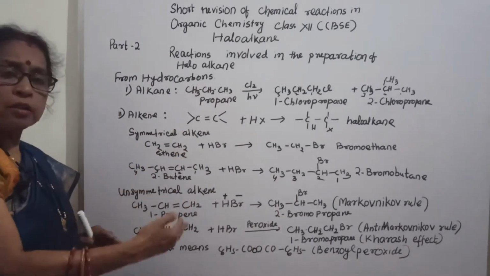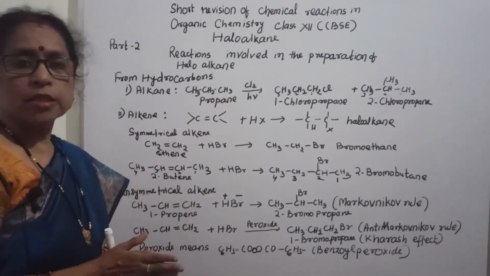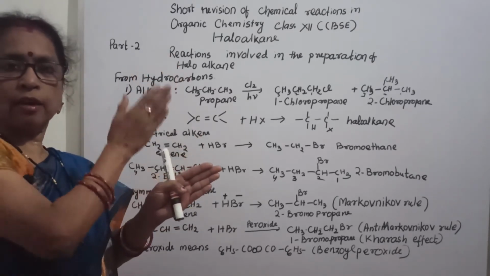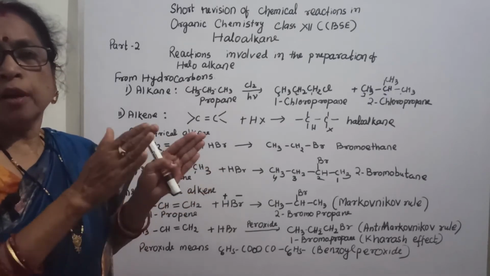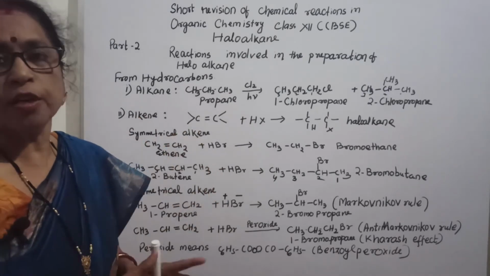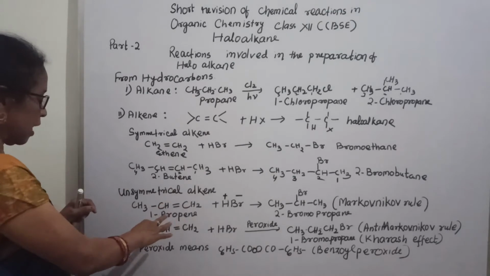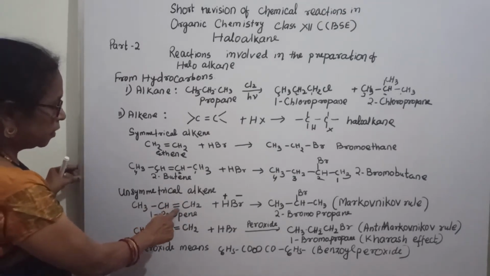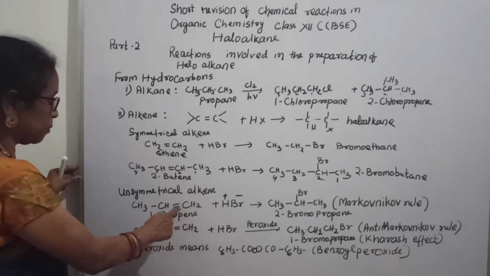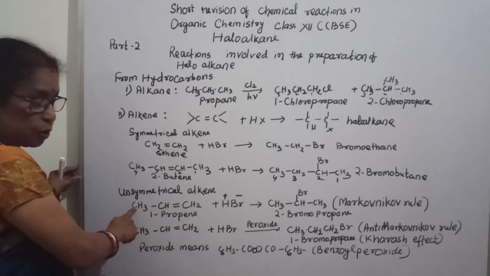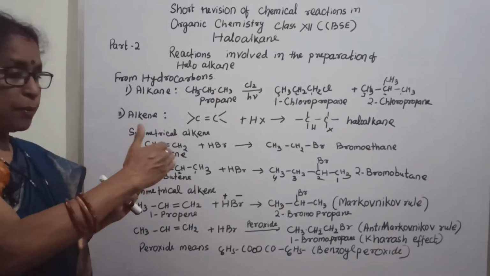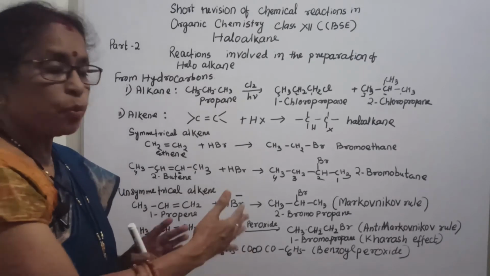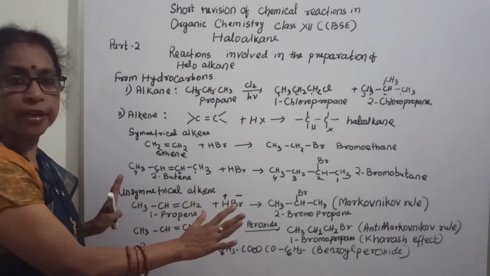Now come to unsymmetrical alkene. What is meant by unsymmetrical alkene? Between the double bond, if the carbon atoms and hydrogen atoms on this side and the opposite side are not equal, then it is an unsymmetrical alkene. Example: 1-propene. This is the double bond; on one side 1 carbon and 2 hydrogen, on the other side 2 carbon and 4 hydrogen. So it is an unsymmetrical alkene.